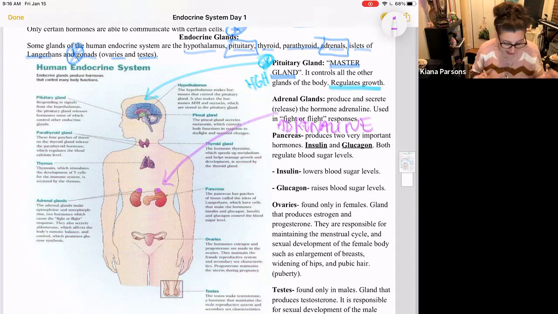So the adrenal glands make epinephrine and norepinephrine, the two hormones which cause the fight or flight response. They also secrete aldosterone, which affects the body's osmotic balance, right?